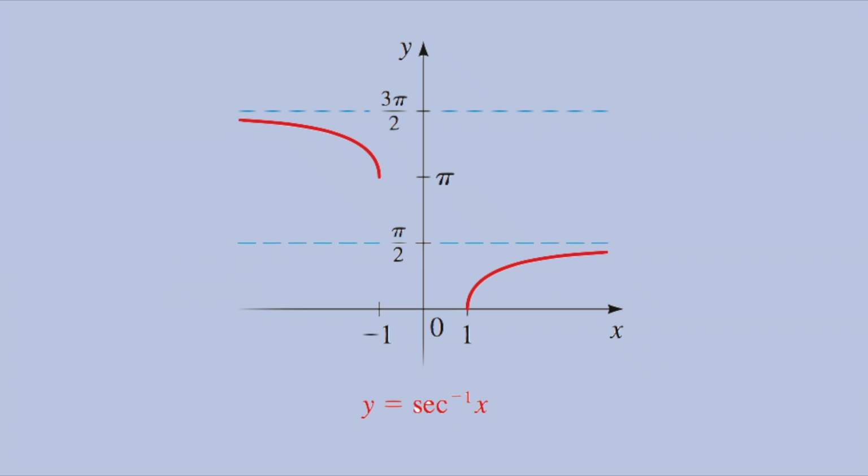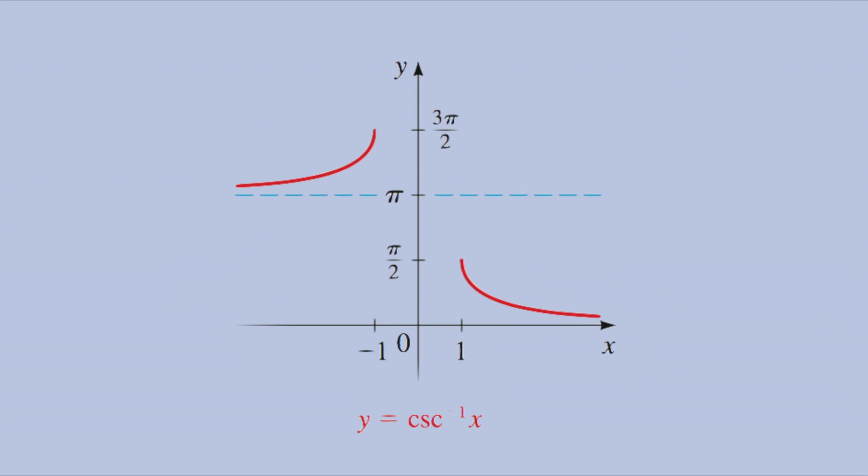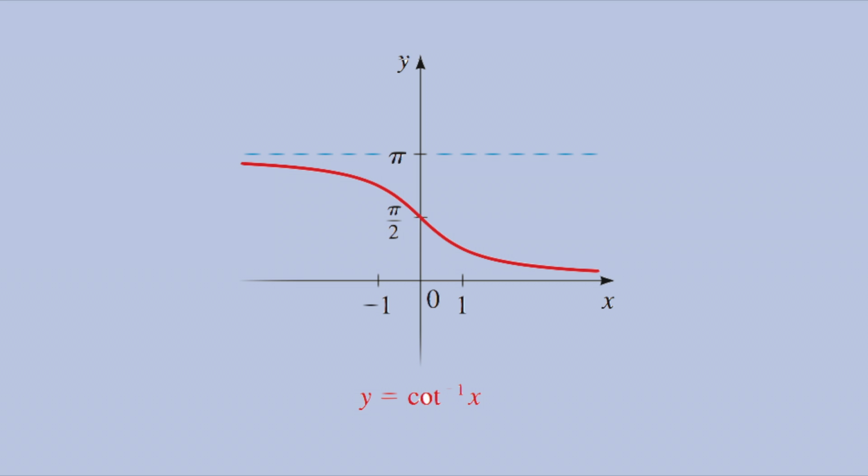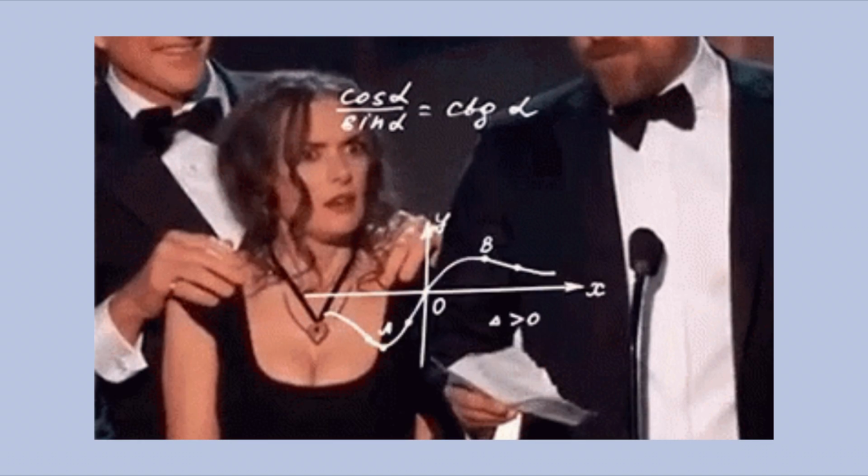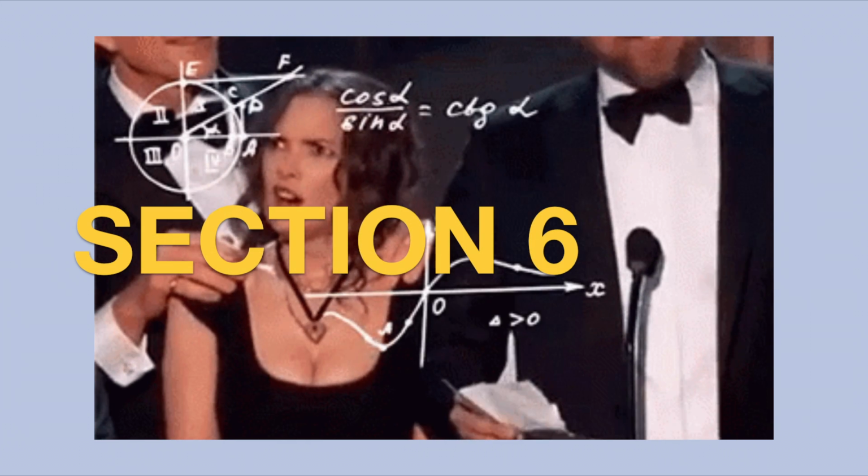Lastly, to define the inverse function of secant, cosecant, and cotangent functions, you have to restrict the domain of each function on a set on which the function is 1 to 1 and contains all its values. Let's flip through these graphs to see what they would look like. Alright, that's it for section 5. Now let's go to section 6.